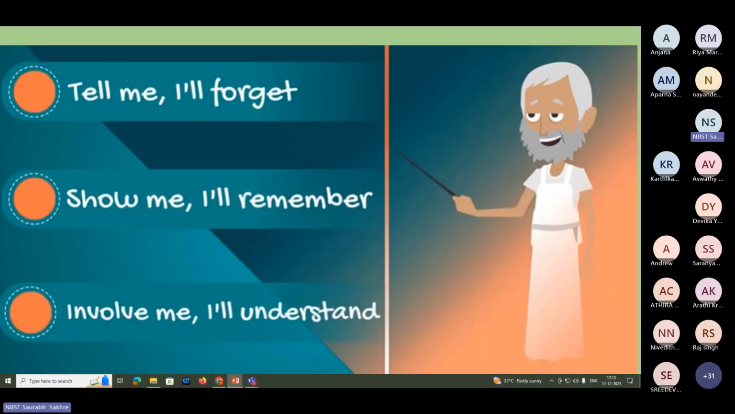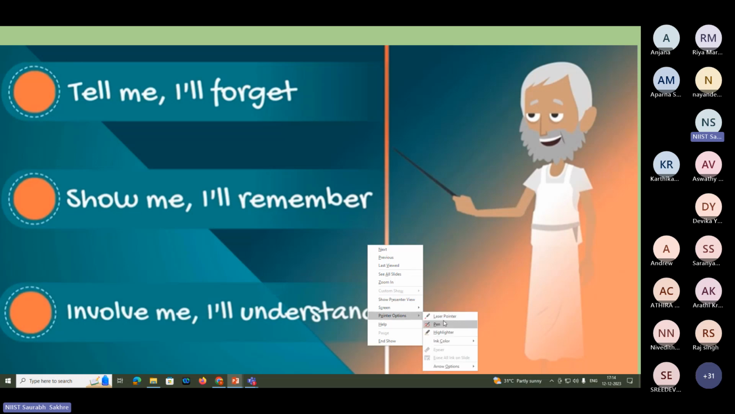Okay, so it is just an analogy: tell me and I'll forget, show me and I'll remember, involve me and I'll understand. So I'm following the third point, and for sure in the next classes we'll follow the third point only. I'll involve you so that you will understand. Only thing is that you need to keep the necessary patience.